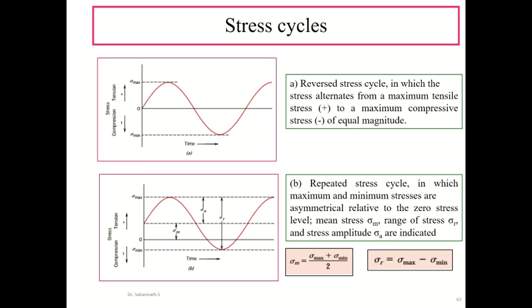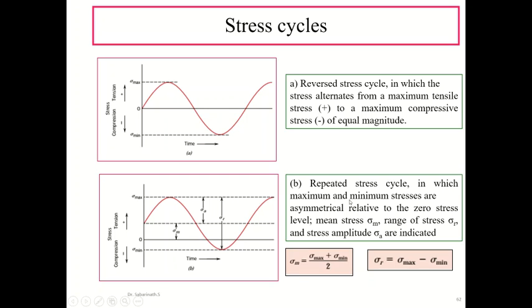So next is stress cycles. The applied stress may be axial, torsional, or bending in nature. There are three stress-time modes, and the first mode is a reversed stress cycle. In this reversed stress cycle, the amplitude is symmetrical about the mean stress level, so from the maximum tensile stress to the maximum compressive stress, the amplitude will be symmetrical.